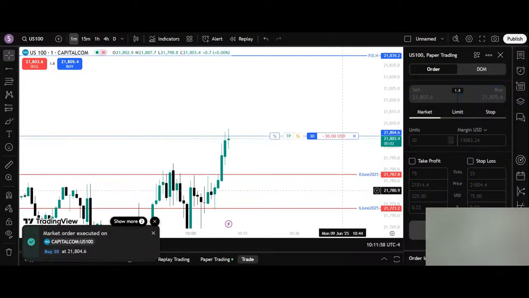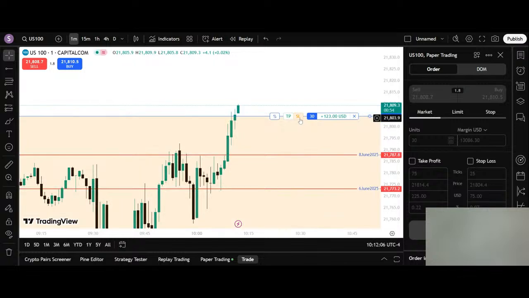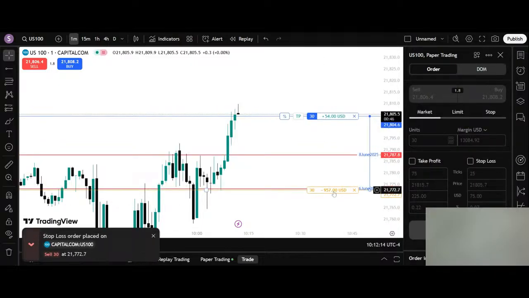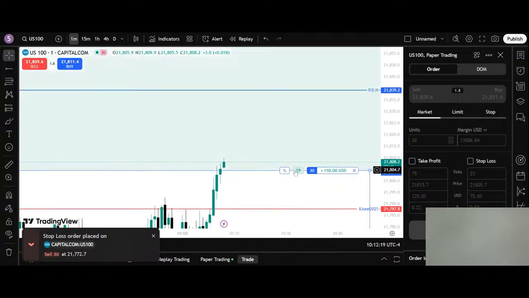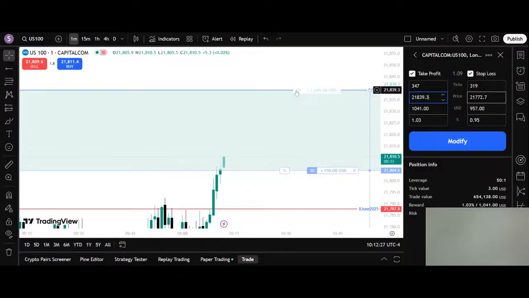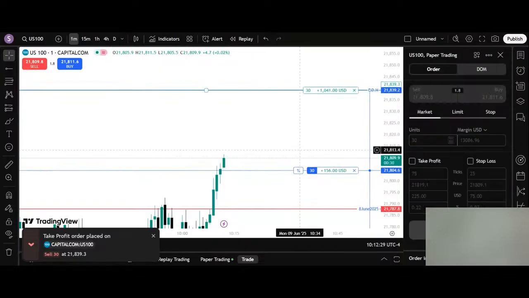The margins are very bad. Now let me put my SL over here. It's a little bit above 300 ticks. I'll target the last strip of the high over here, above $1,000. The position is good. Let's see.